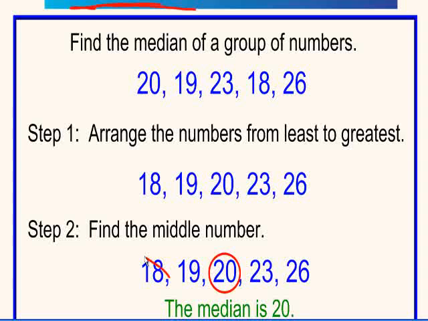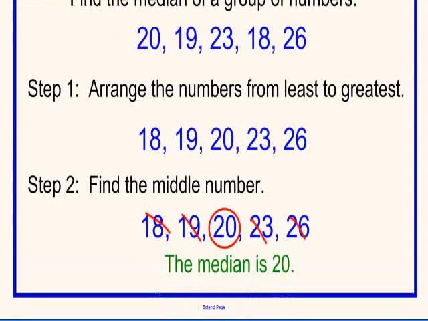What I like to do is start at one end, cross out the other one, and opposite, and opposite, and opposite. So we do have the median. The median is 20. That's how we do that.